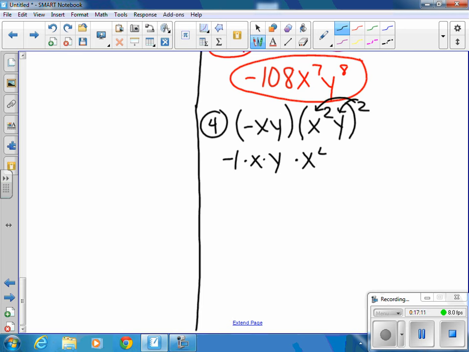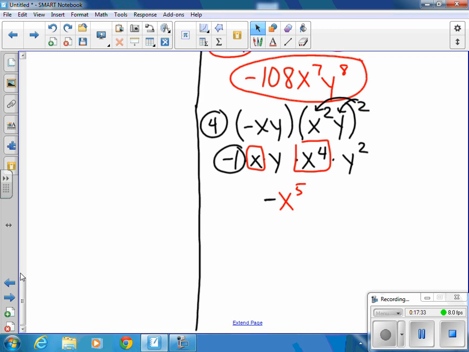So now looking at what you've got, you're ready to put things together. The coefficient, the only one you've got is this negative 1. So your final coefficient is going to be a negative 1. Now go back and put your x's together. I've got 1x right here and 4 x's right here. So now that means I have x to the 5th power.